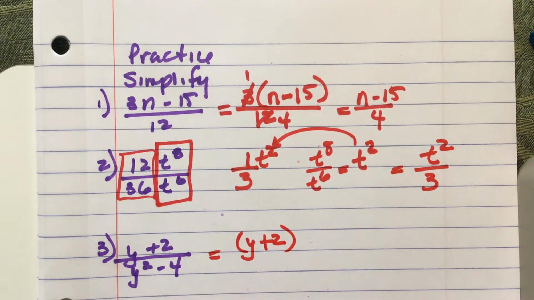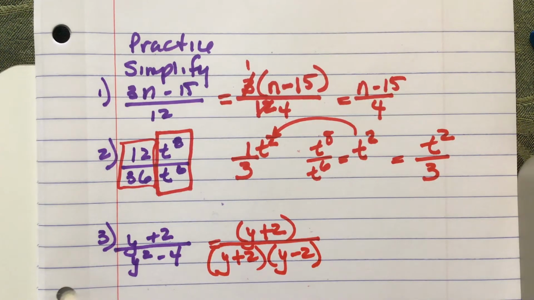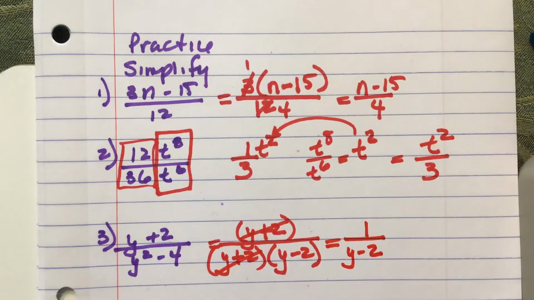I'm going to add parentheses just in case I can factor something out or cancel something out. My bottom, y squared minus 4, I have to recognize as the difference of squares. So that is y plus 2 times y minus 2. When I have those two pieces, I have a y plus 2 expression on top and bottom, so I am going to factor that out, and I have 1 over y minus 2.